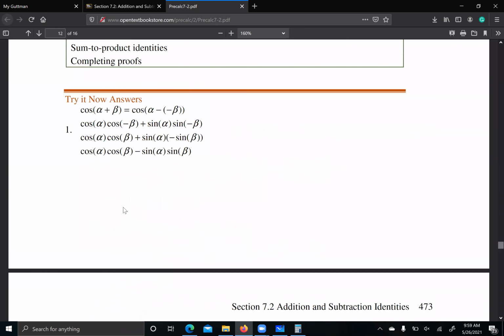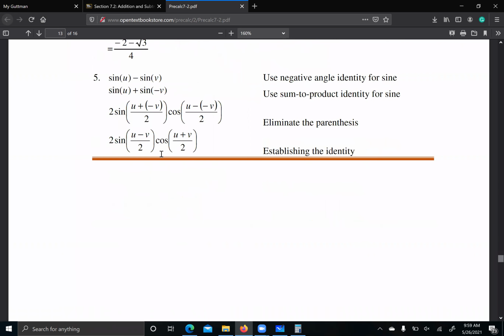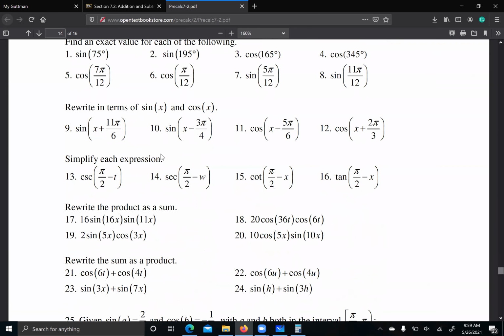So as you can see, we learned about sum and difference identities, product to sum identities, sum to product identities, and we saw the application of these identities. So now you should be able to do the exercises of this section.